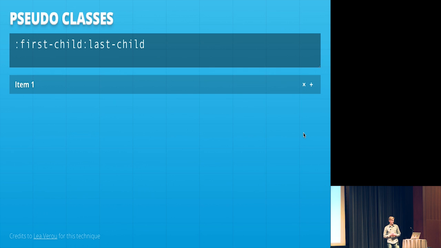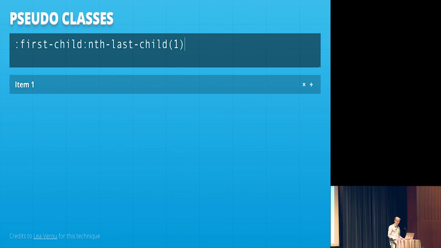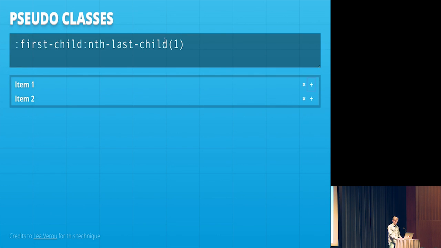But how about if there are two elements and I want to match those? How would I do that? I can actually relax this last child selector and do an nth last child selector. And now it's the same thing. But when we increase the number of the child elements, we'll have to change that. So how can we fix that?